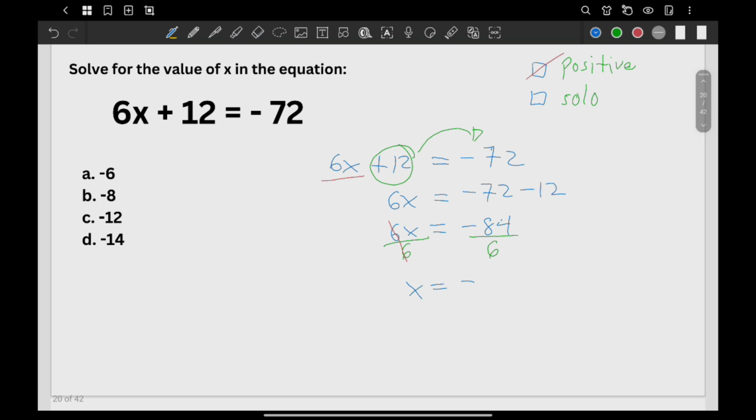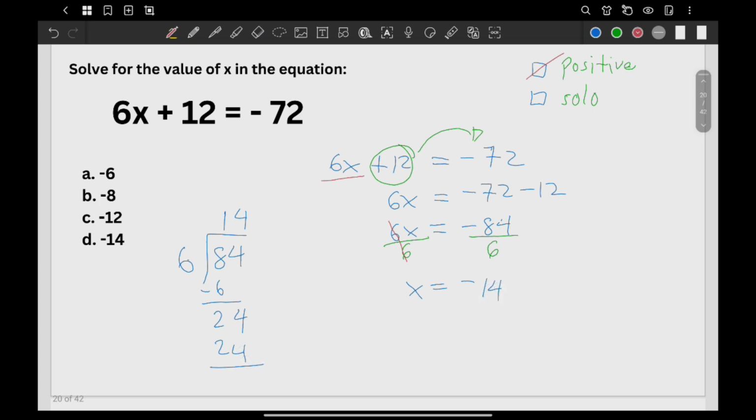Okay, for those who are still confused, let's do it the longer version. So 84 divided by 6. So 8 divided by 6 is going to be 1. 1 times 6 is 6. Subtraction, that's going to be 2. Bring down the 4. You have 24 divided by 6 is going to be 4. 4 times 6 is 24. There. So this is going to be negative 14.